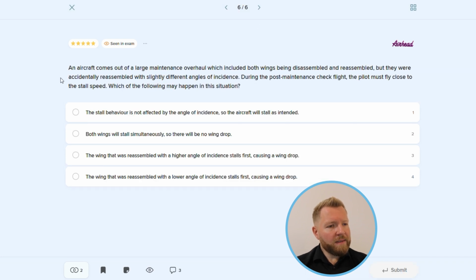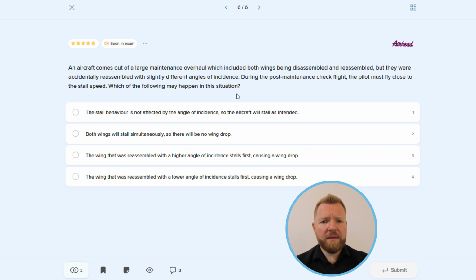Alright, the last 6th question. An aircraft comes out of a large maintenance overhaul, which includes both wings being disassembled and reassembled. But they were accidentally reassembled with slightly different angles of incidence. During the post-maintenance check flight, the pilot must fly close to the stall speed. Which of the following may happen in this situation?